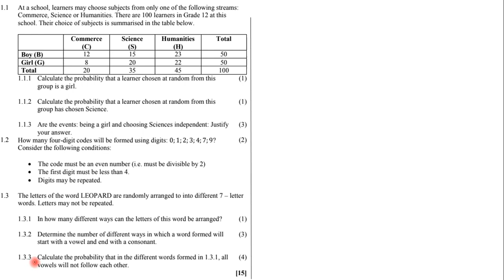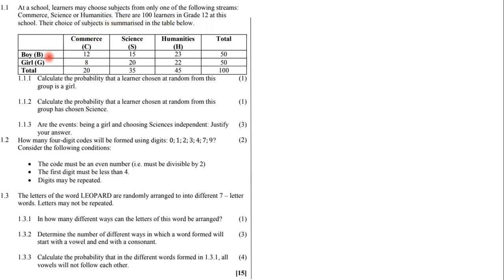So let's go ahead and dive right into the questions here. So we have 1.1, 1.2 and 1.3. 1.1 goes as follows. At a school, learners may choose subjects from one of the following streams: commerce, science, or humanities. Now, there are 100 learners in grade 12 at the school. Now, their choice of subjects is summarized in the table below.